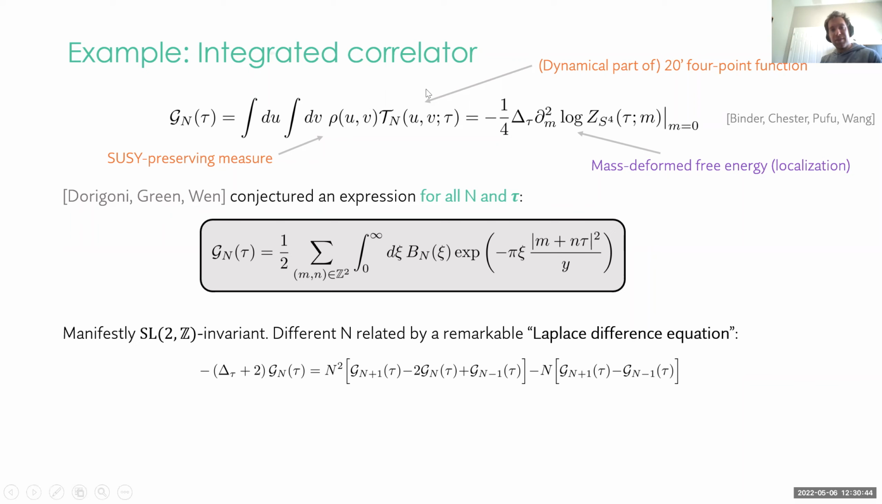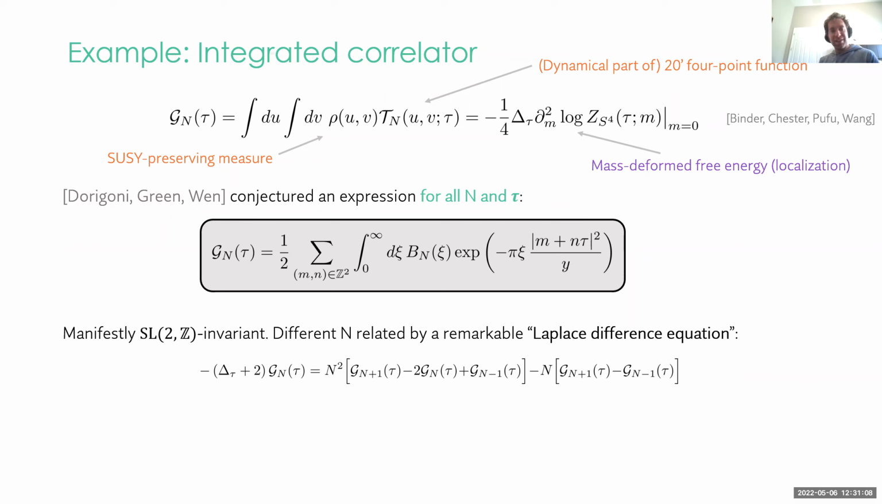This object also admits a definition in terms of a mass-deformed free energy on the four-sphere, where one takes four derivatives to bring down appropriate integrated operators. These authors studied this at large N, and in a paper from about a year ago by Dorigoni, Green, and Wen, they conjectured an expression valid for all N and tau, which is a very nice and compact expression.